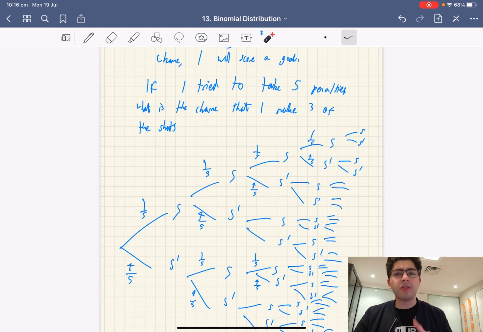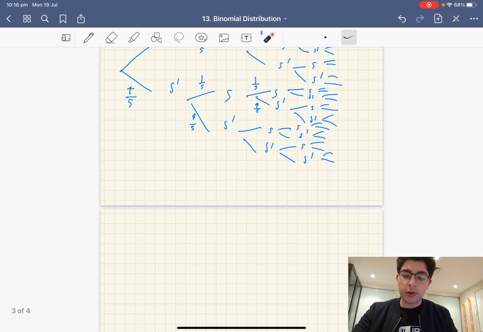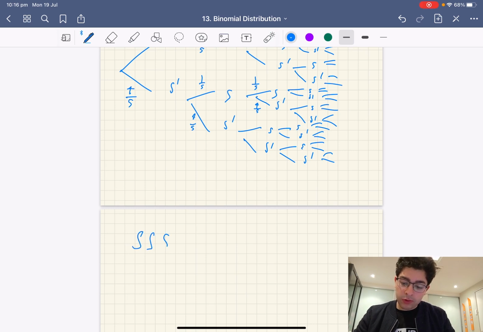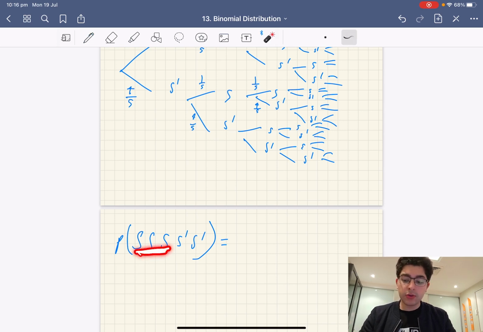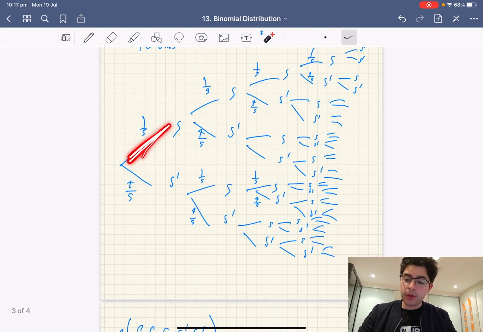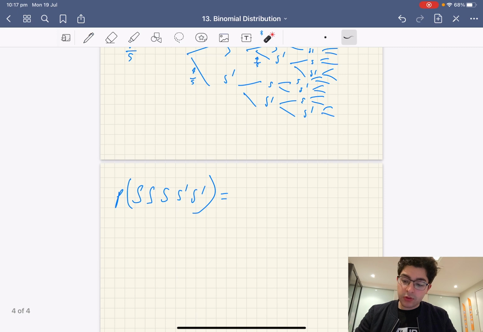But if we think about it, let's just go through one path. Let's say we went score, score, score, didn't score, didn't score. The probability of this precise order happening, where there's still 3 goals out of the 5 attempts, because we score 3 and we miss 2, is going to be 1/5 times 1/5 times 1/5 times 4/5 times 4/5. Because it's 1/5 for each of these 3 scores and then 4/5 for the 2 misses.